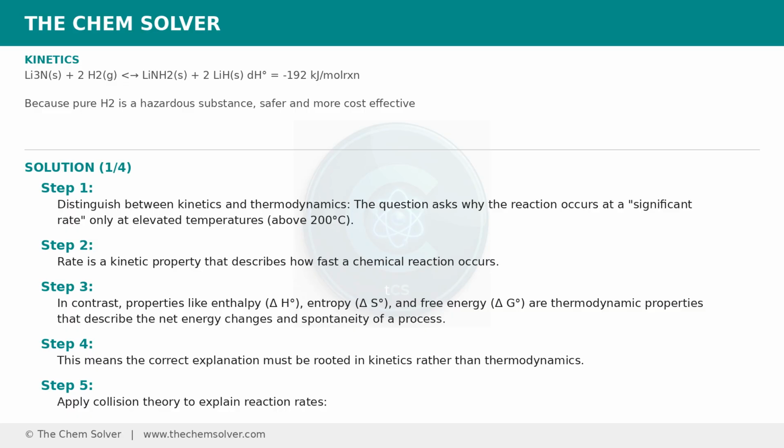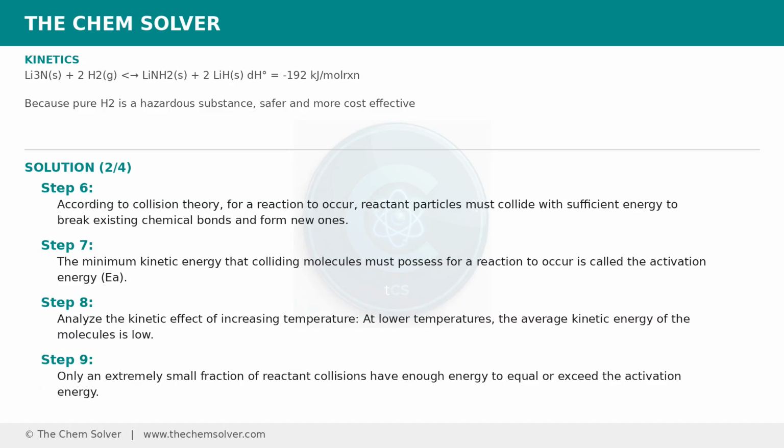Apply collision theory to explain reaction rates. According to collision theory, for a reaction to occur, reactant particles must collide with sufficient energy to break existing chemical bonds and form new ones. The minimum kinetic energy that colliding molecules must possess for a reaction to occur is called the activation energy, EA.